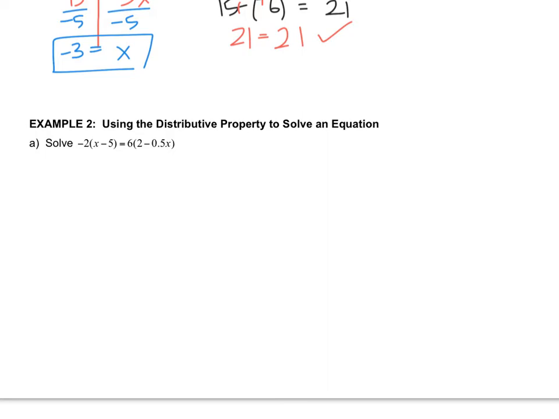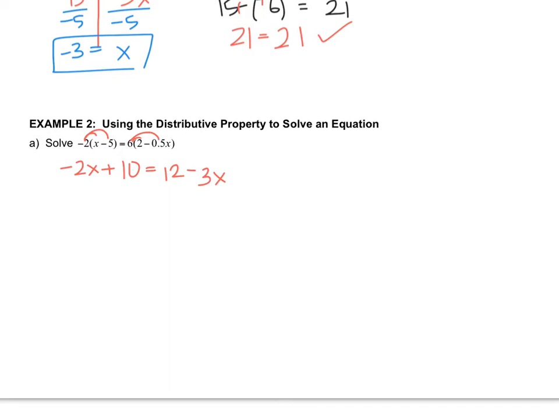So I'm going to do the distributive property on the left, and that will give me negative 2x plus 10, because a negative times a negative is a positive. And then I do the distributive property over on the right-hand side. That gives me 12 minus 3x, because 6 times 0.5 is 3.